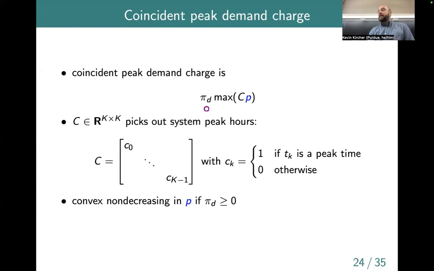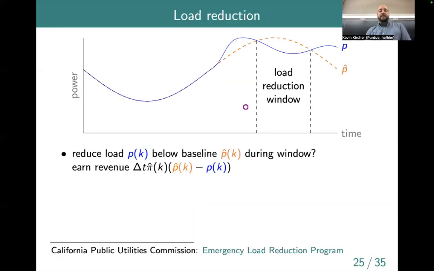So this is again a convex non-decreasing function of the power P, and you can write it in CVX or CVXPY by multiplying by a matrix C, which is a diagonal matrix, so it's 0 off the main diagonal, and the element on the diagonal is equal to 1 if that hour you're looking ahead to is a critical system peak hour, and 0 otherwise. So this matrix C just picks out those elements of the power P for which you're in the critical system peak. So this again is a convex and non-decreasing function.